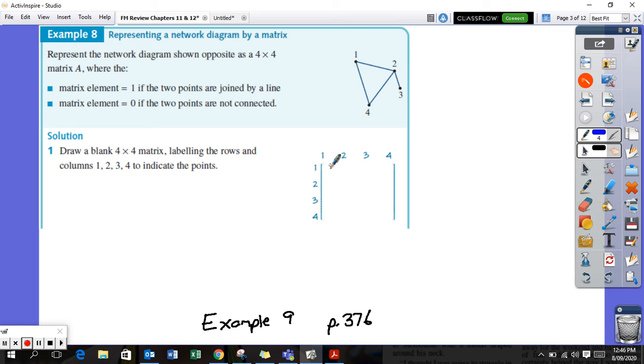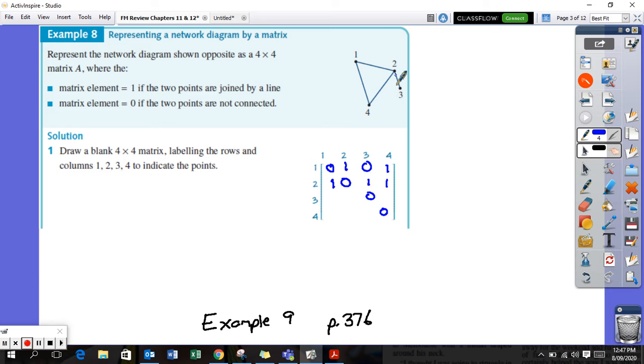So first of all, there's no loop, so you can't go from 1 to 1, or from 2 to 2, or from 3 to 3, or from 4 to 4. We can go from 1 to 2 and we can go from 1 to 4. We can't go from 1 to 3, so it's a 0. From 2, we can go to 1, 3 or 4.